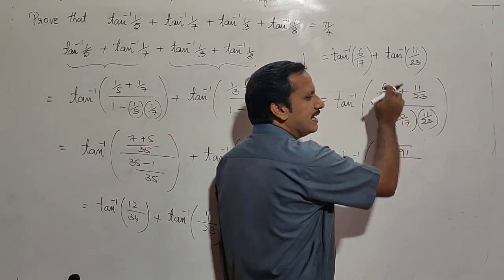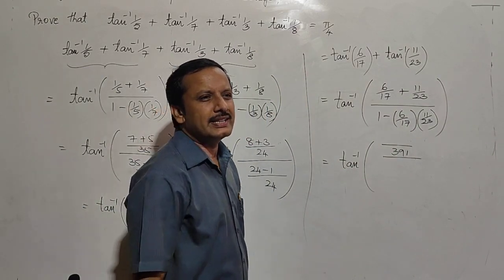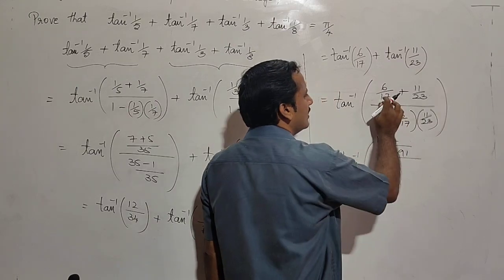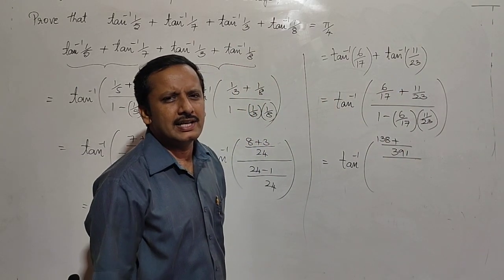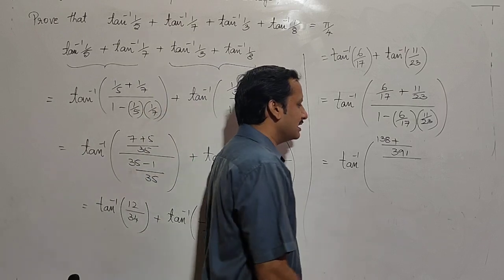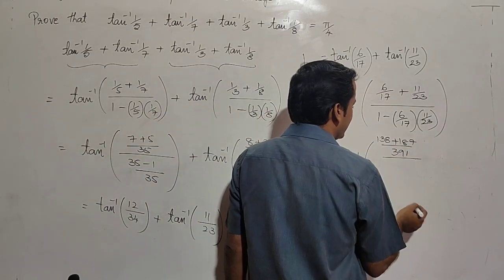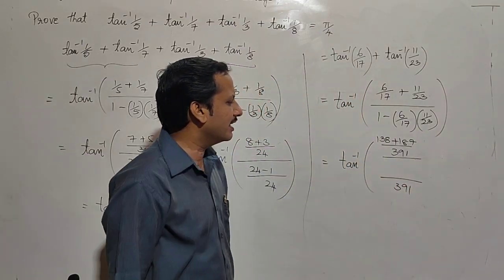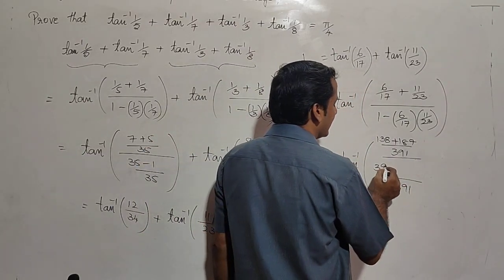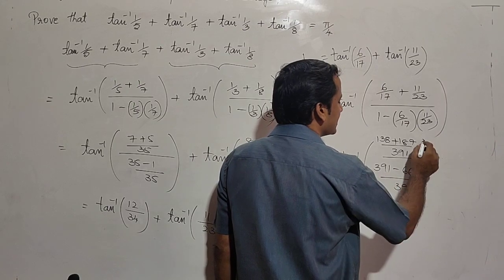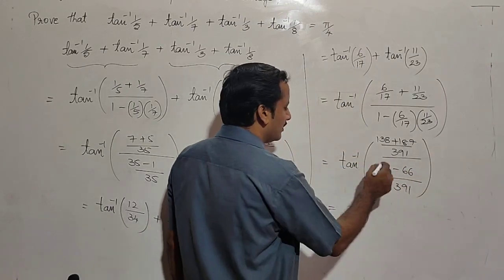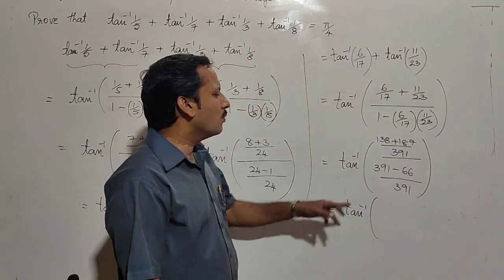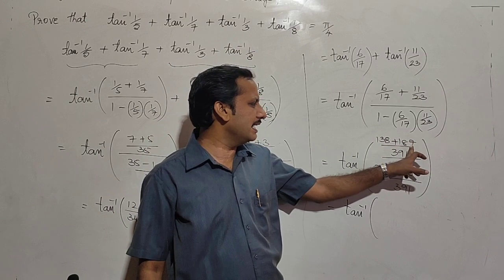Okay. The numerator, 23 into 6 is 138 plus 17 into 11, 17 into 10 is 170, add another 17 to it, which is 187. Then in the denominator, here also LCM is 391, so this numerator will be 391 minus 66. Which is equal to, 391 gets cancelled. So you have tan inverse of 138 plus 187.